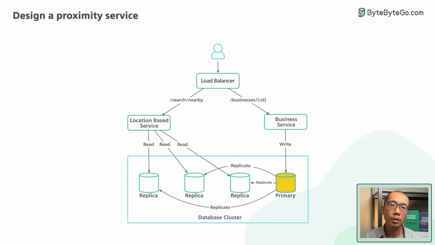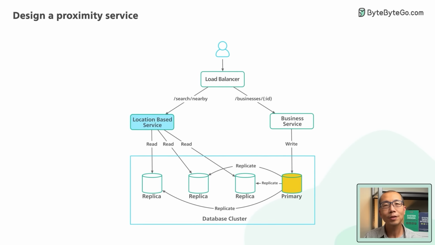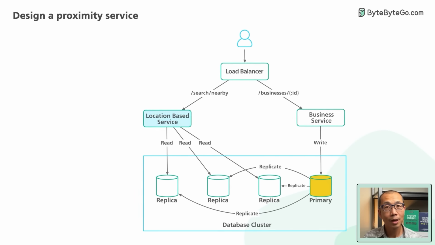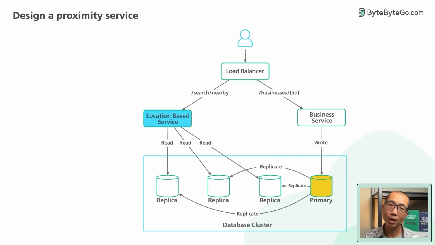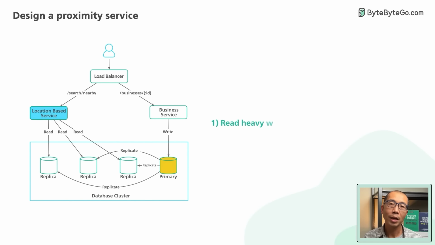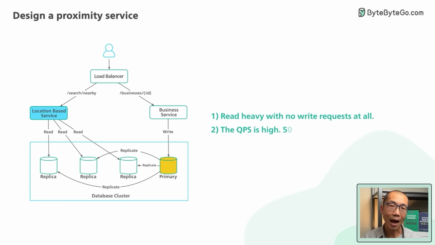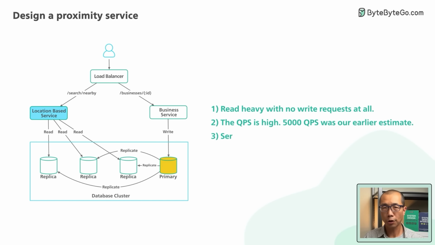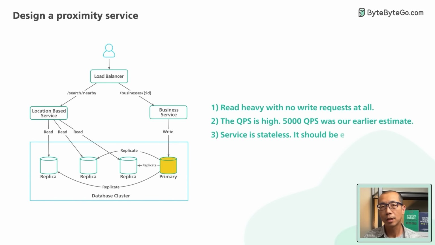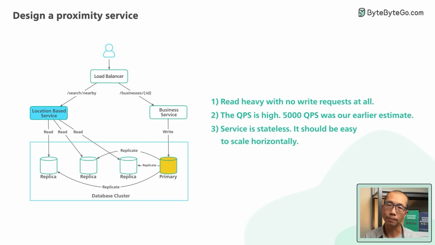Behind the load balancers are the 2 services we mentioned earlier. The location-based service is the core part of this system. It finds nearby businesses for a given search radius and location quickly. The location-based service has a few interesting characteristics. First, it is read-heavy with no write request at all. Second, the QPS is high. 5,000 QPS was our earlier estimate. Third, the service is stateless. It should be easy to scale horizontally.